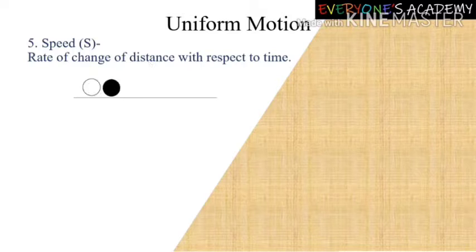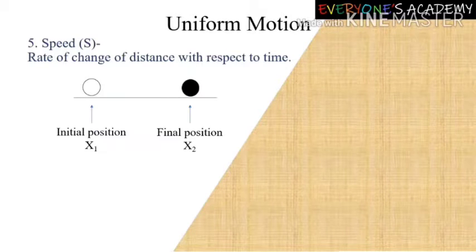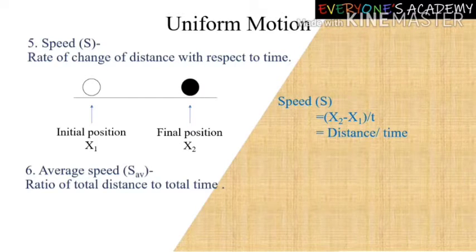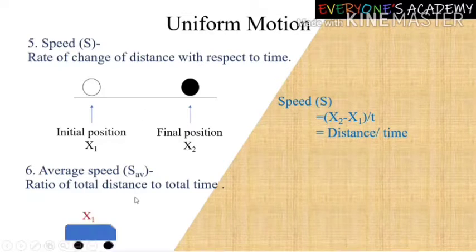Now you can see in this case speed will be distance upon time. The only thing is that speed is a scalar quantity, whereas velocity is a vector quantity, and average speed is the ratio of total distance to total time. Here we can see in both the definitions displacement is replaced by distance.